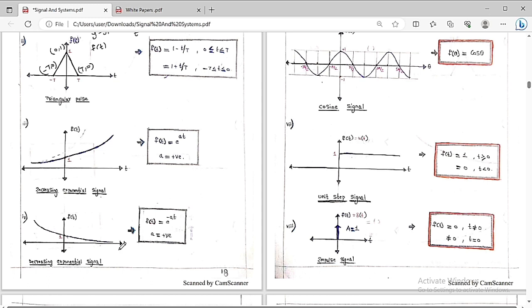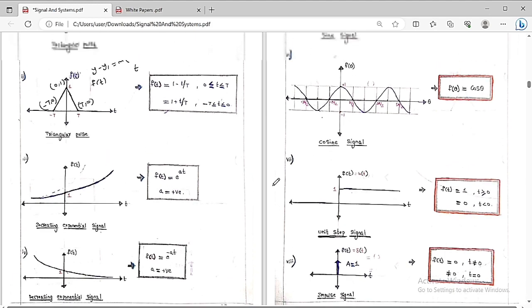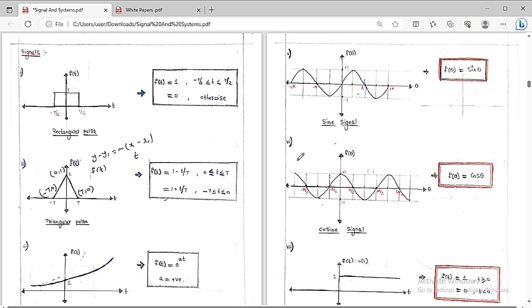These things you have to keep in your mind. f of t is equal to e to the power of at, where a is positive, is an increasing exponential signal. And f of t is equal to e to the power of minus at, where a is positive, is a decreasing exponential signal. These things you always have to keep in your mind. Now the next signal that we are going to discuss.